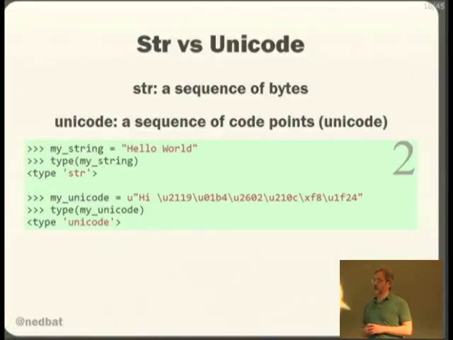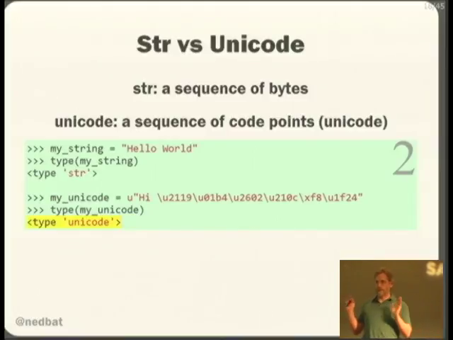In Python 2, there are 2 distinct string data types. One for storing bytes, which is called str, and one for storing Unicode code points, called unicode. So, for example, if I define a string with just regular old double quotes, I get a str in Python 2. And if I look at its type, it says it's a str. That is storing bytes. If I create a Unicode literal with a u prefix, then I get a Unicode string. And it is storing code points.